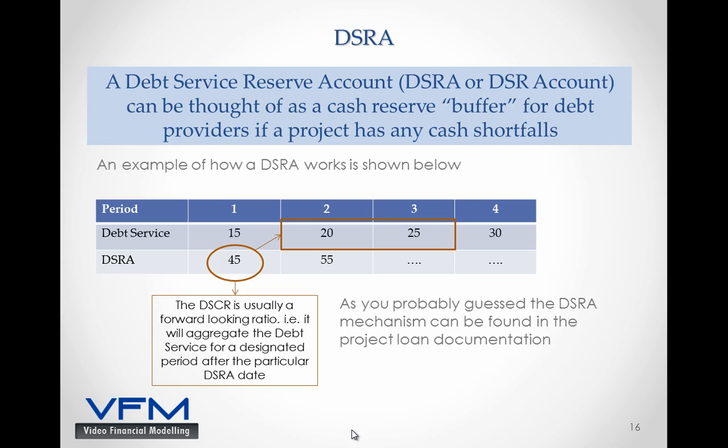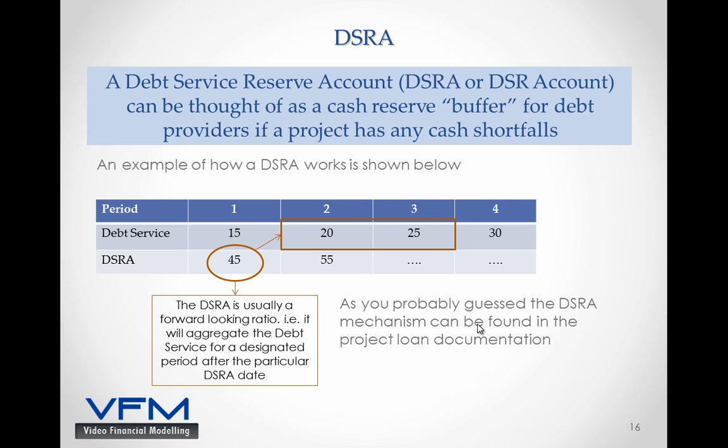Okay, so we'll briefly talk about this concept of debt service reserve account. A debt service reserve account can be thought of as a cash reserve buffer for debt providers if a project has any cash shortfalls. An example of how a debt service reserve account works is shown below. The debt service reserve account is usually forward-looking. So usually what it'll say in the loan documentation is that you need forward-looking 6 months of debt service for your debt service reserve account.